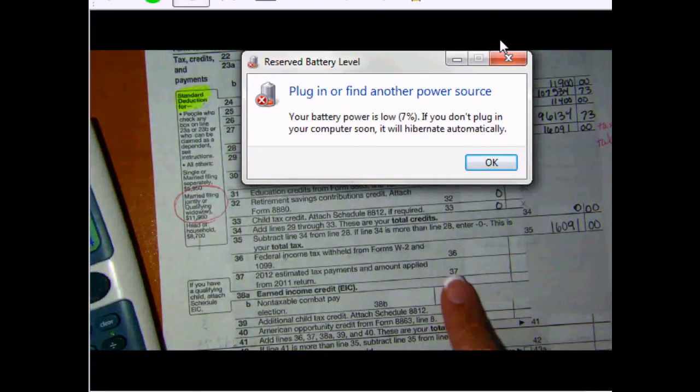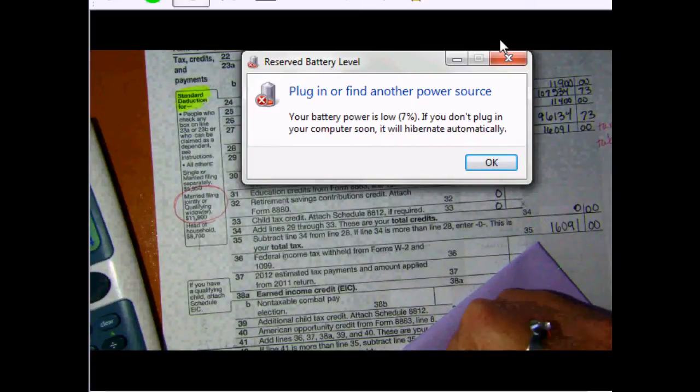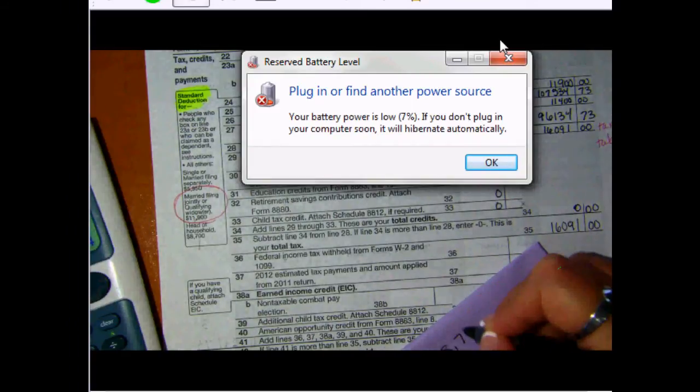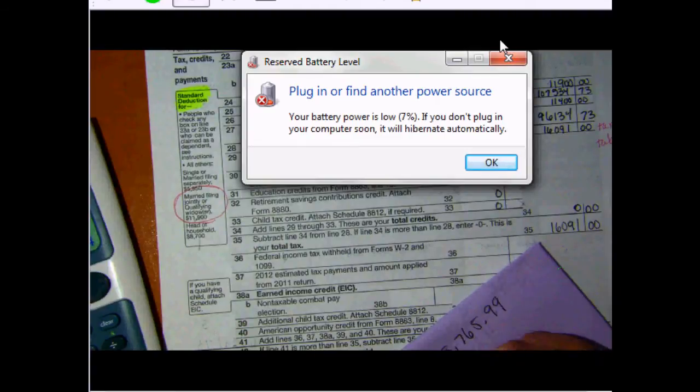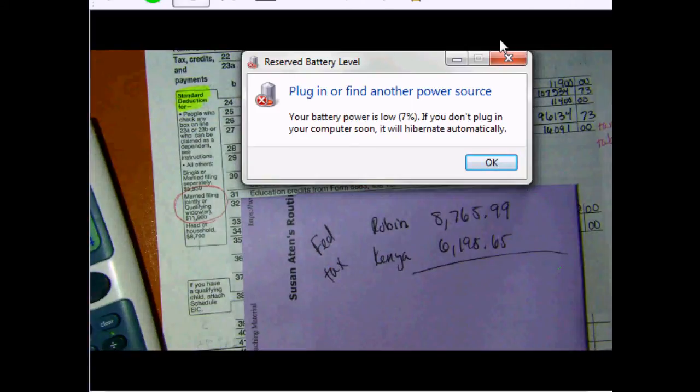Okay, federal income tax withheld. We go back to the W-2s, and from Robin's check, they withheld $8,765.99, and from Kenya's $6,198.65. Now we're only looking at federal tax, not Social Security or Medicare. Okay. Social Security and Medicare, you don't fill out any kind of tax forms on those. Just that money just goes away until you get old. You don't get it back.